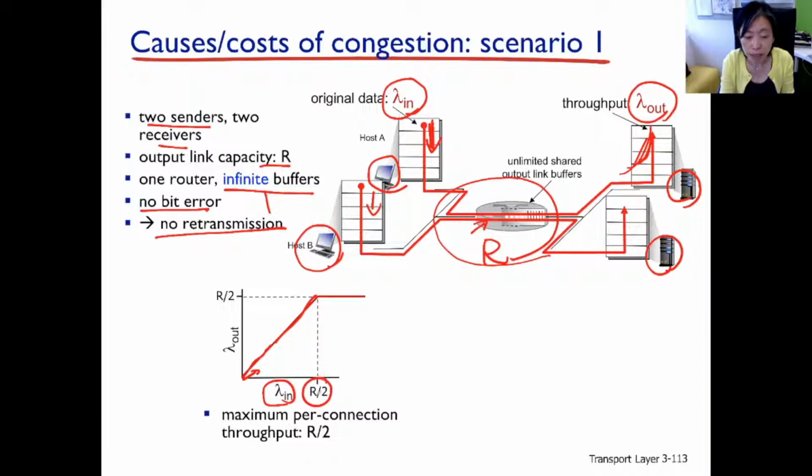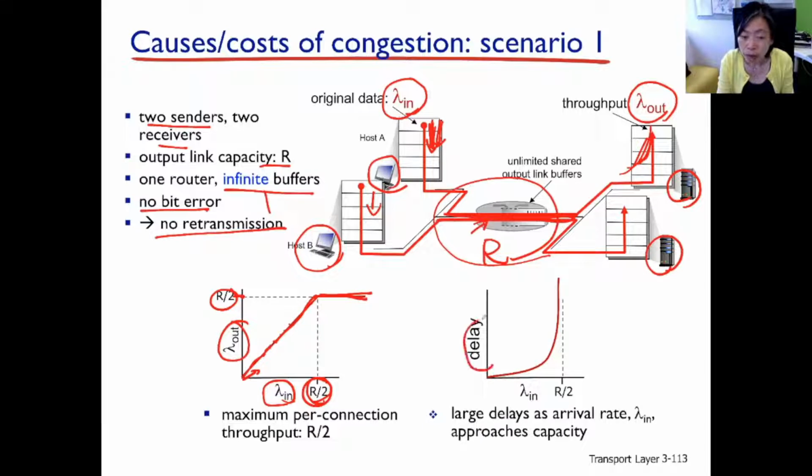When we exceed the link capacity, because there are 2 flows and link capacity is R, each flow gets only half of R at best. That means lambda out here can only at best be R divided by 2. So even though lambda in continues to send more, we hit the ceiling here because the resource is limited. We don't get to push more out. So we increase the sending rate, the receiving rate increases accordingly. But here, even though we're increasing the sending rate, the receiving rate remains the same.